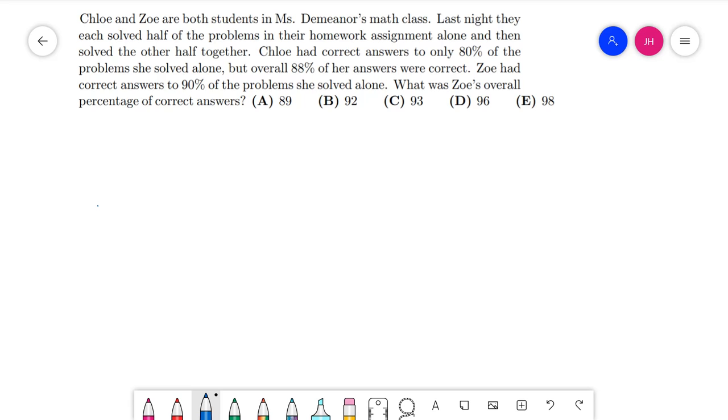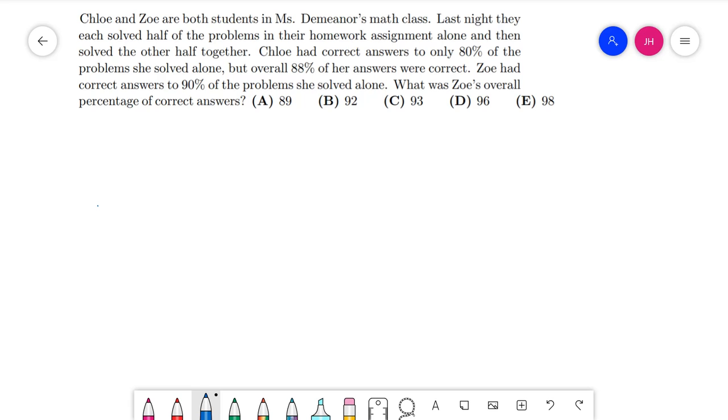In this problem, Chloe and Zoe are both students in Miss Demeanor's math class. Last night, they each solved half of the problems in their homework assignment alone, and then solved the other half together. Chloe had correct answers to only 80% of the problems she solved alone, but overall, 88% of her answers were correct. Zoe had correct answers to 90% of the problems she solved alone. What was Zoe's overall percentage of correct answers?